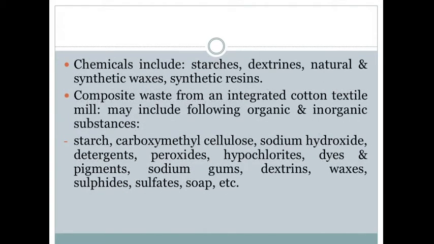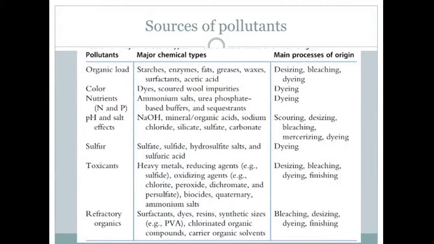Okay, so the next one is chemicals, which include starch, natural and synthetic waxes, and synthetic resin. Composite waste from an integrated cotton textile mill may include the following organic and inorganic substances: starch, then sodium hydroxide, then carboxymethyl cellulose, then detergent, then peroxides, then hypochlorites, dyes and pigments, gums, waxes, sulfide, sulfate, and soaps. So these are some of the organic and inorganic substances present in the cotton mill waste.